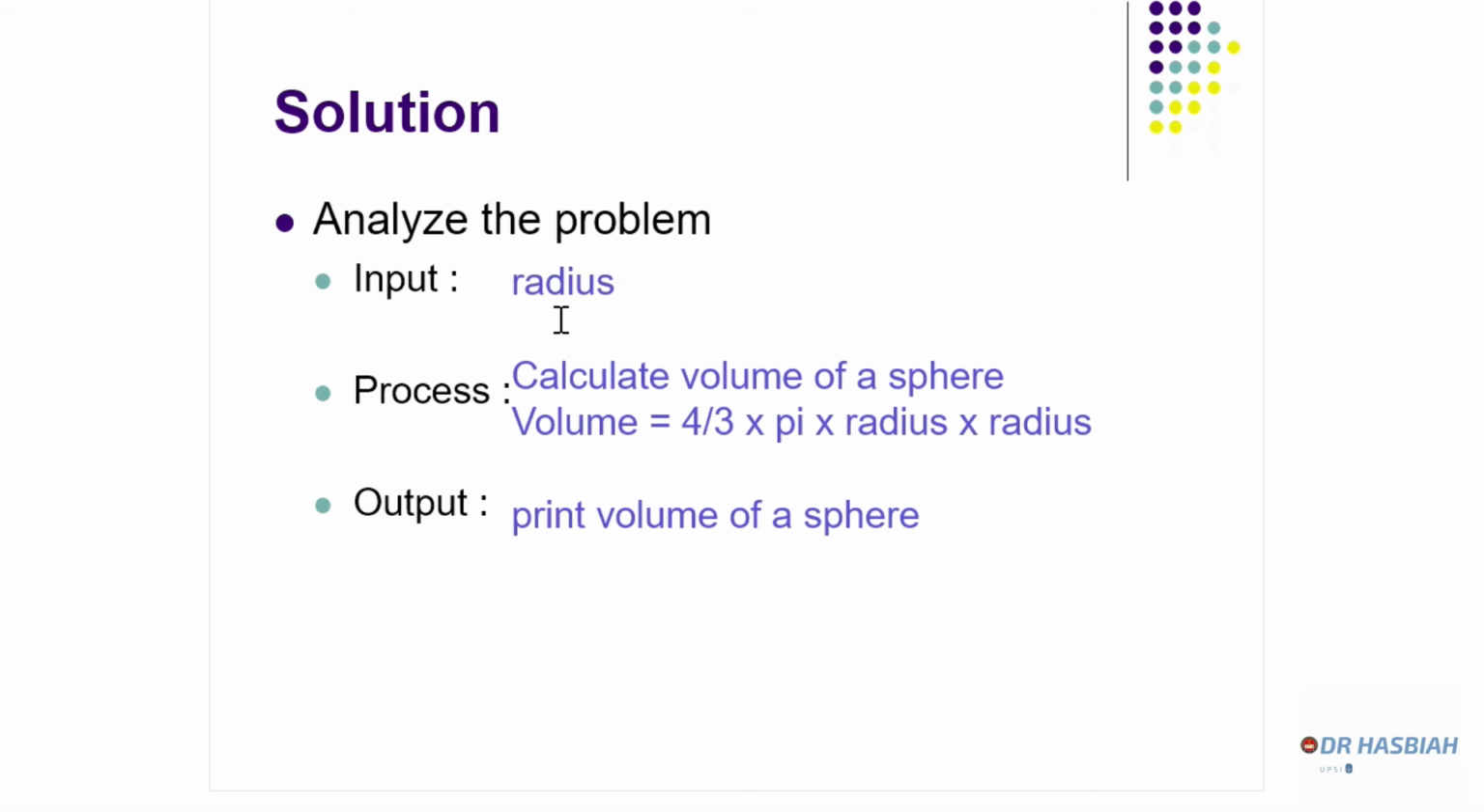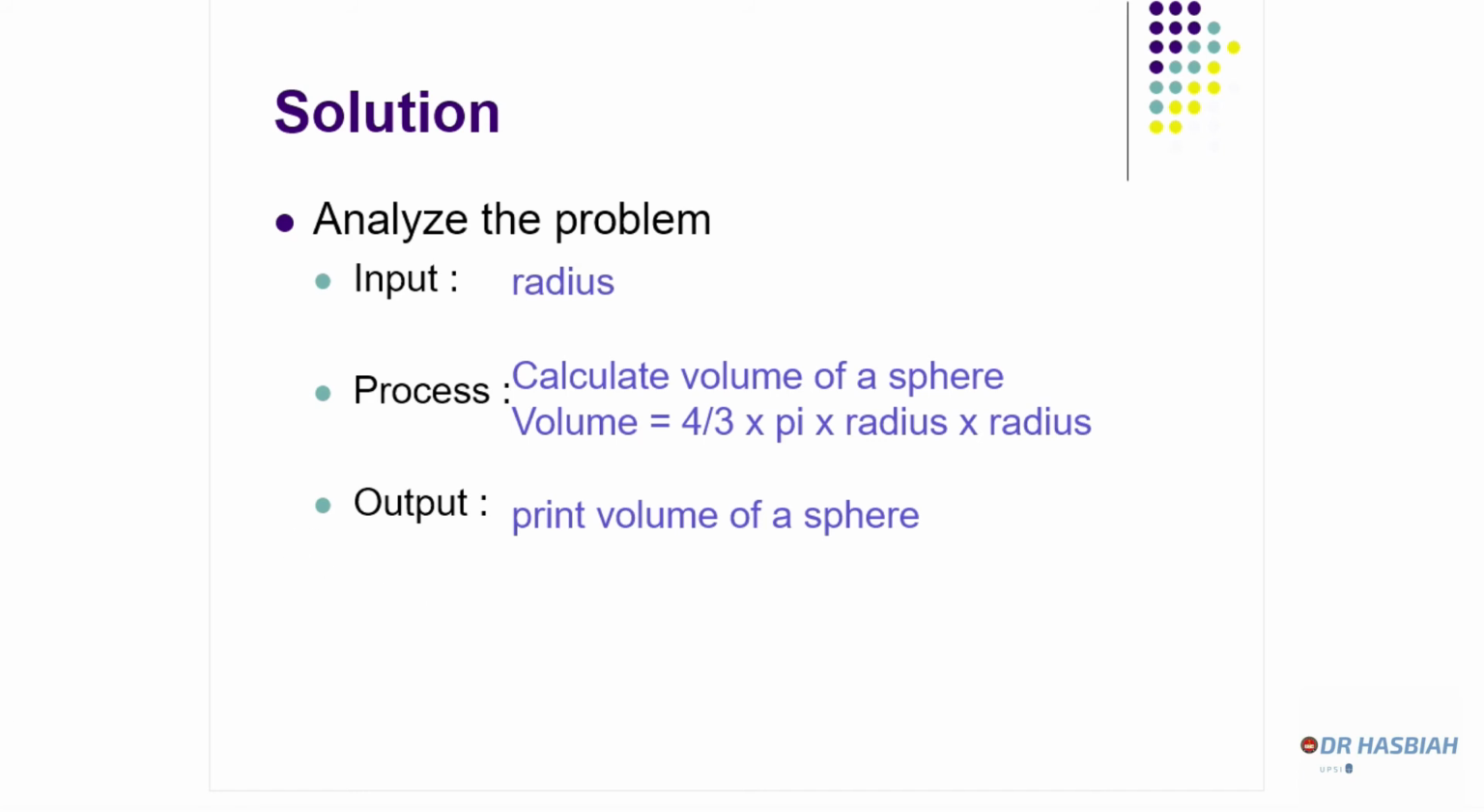After you have the radius, then you can use the formula. You have the process here, calculate the volume of a sphere. You use the formula that is given to us: volume equal to 4 over 3 times pi times radius, and then the output, print the volume of a sphere. So you have the input, process, and output here.